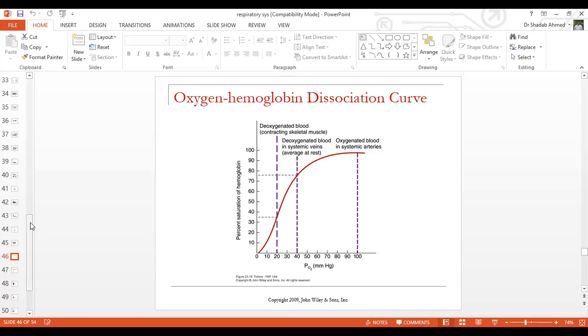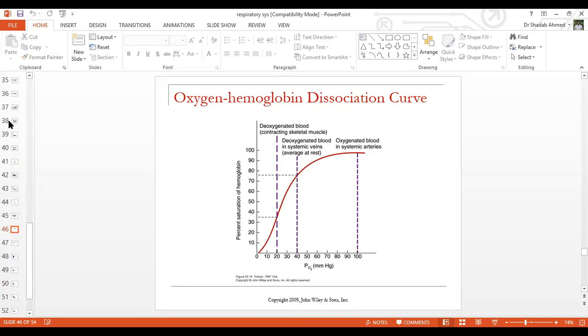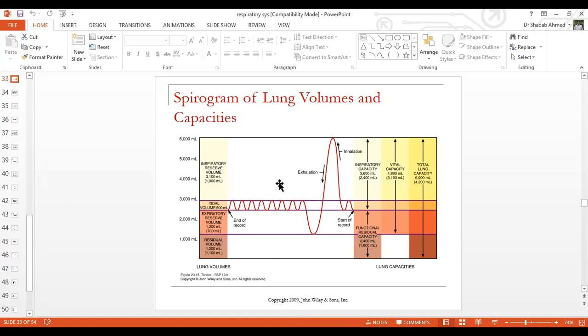So, students, we are continuing our topic of respiration. We will be on slide number 33, I guess. Showing you that slide number 33, and starting from that. In the last lecture, we discussed the spirogram and the lung volumes and capacities, through which we can understand how our lungs are functioning.